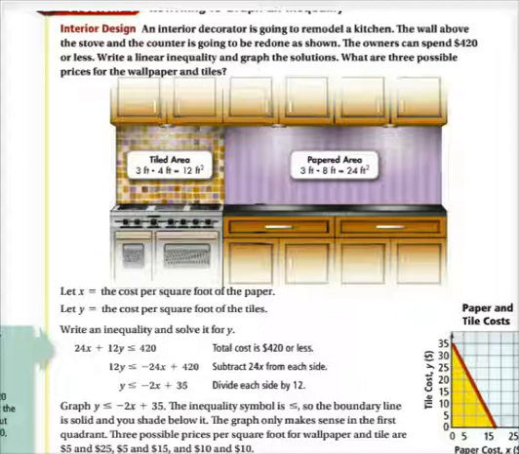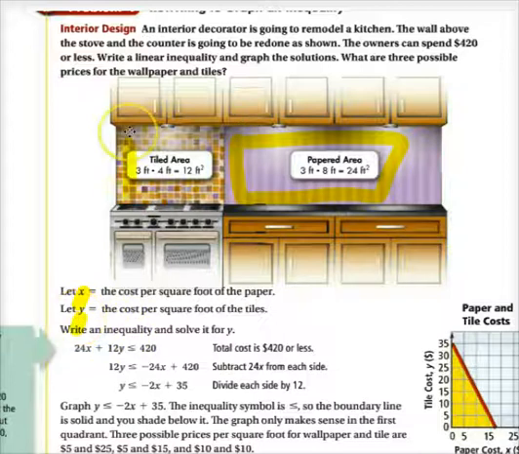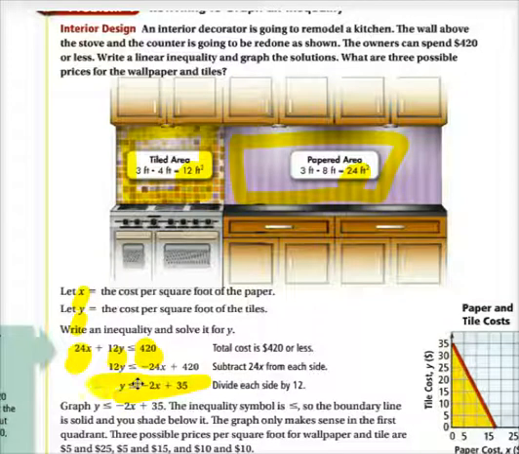So they used x as the cost per square foot of the wallpaper for this section, and y as the cost per square foot of tiles. Since the tiled area is 12 feet, they did 12y. The papered area is 24 feet, 24x. Add that together, it's got to be less than or equal to $420. So they solved their equation until they got it to equal just y by itself. Then they can graph it using everything we've talked about before, and it will let you find the possible prices per square foot of wallpaper and tiles that will work for this budget.